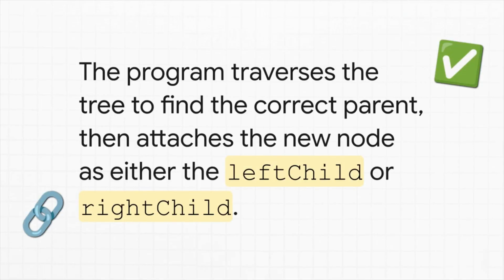It just walks down the tree to find that perfect empty spot, and then it links the new node as either the left or the right child of its new parent. It just goes to show you, both finding and inserting data are driven by that one powerful rule. That's what makes them so fast.